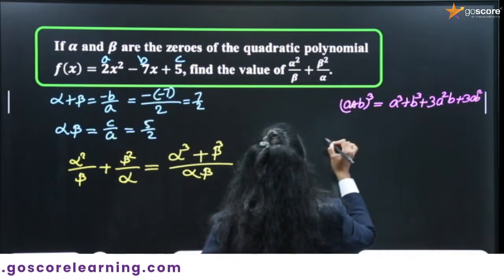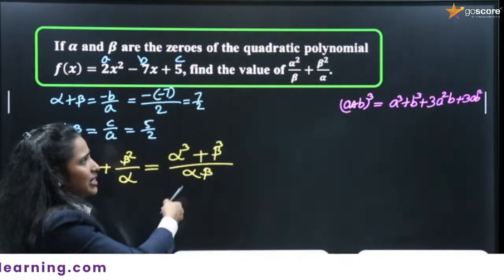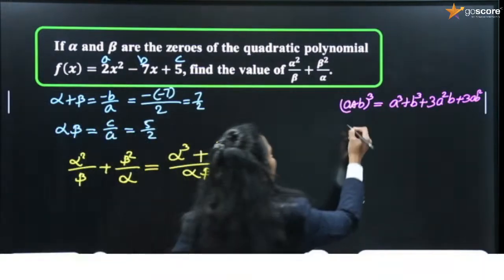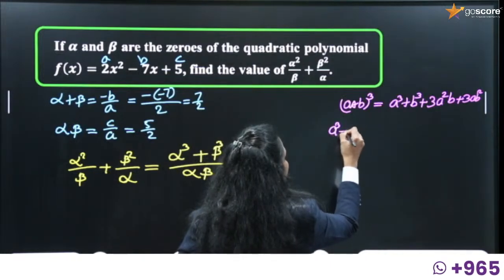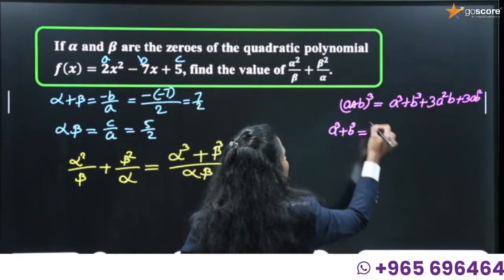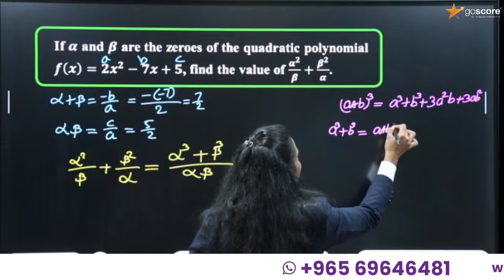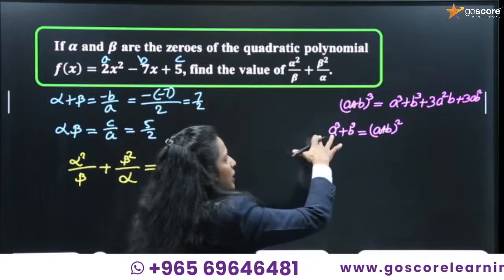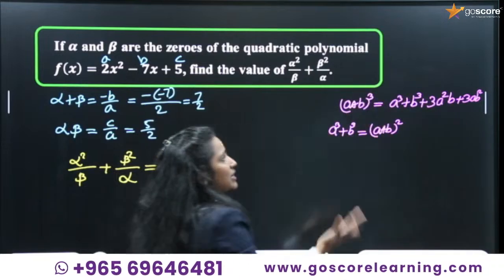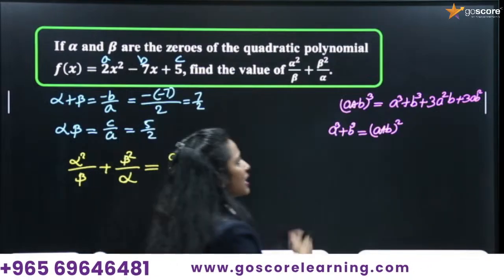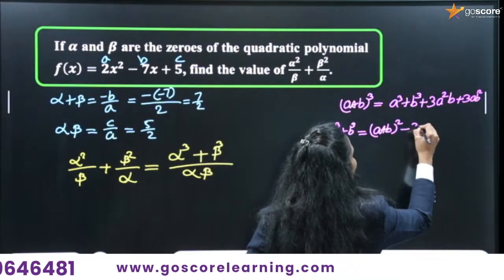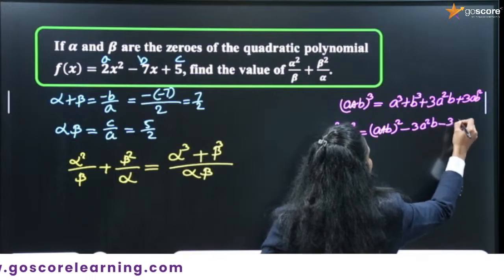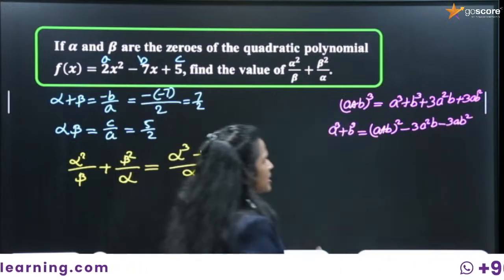Okay? Now, what we need? Alpha cube plus beta cube. That means we need an expression for a cube plus b cube. So, a cube plus b cube is equal to, we already have (a plus b) whole cube on the other side. Then this plus 3a square b and plus 3ab square will transpose into the other side. That means they will become negative. So, minus 3a square b minus 3ab square. This is a cube plus b cube.